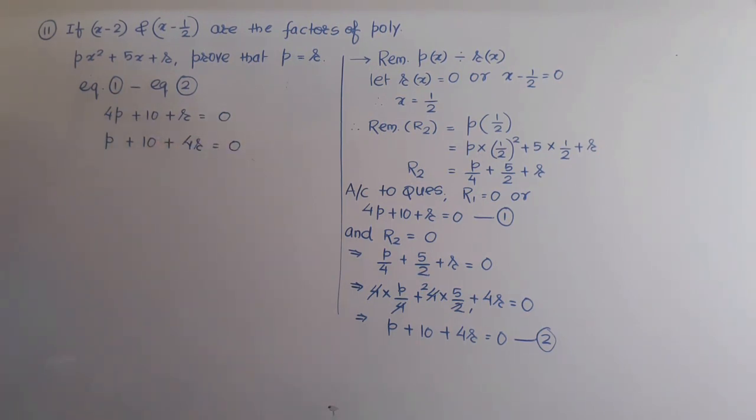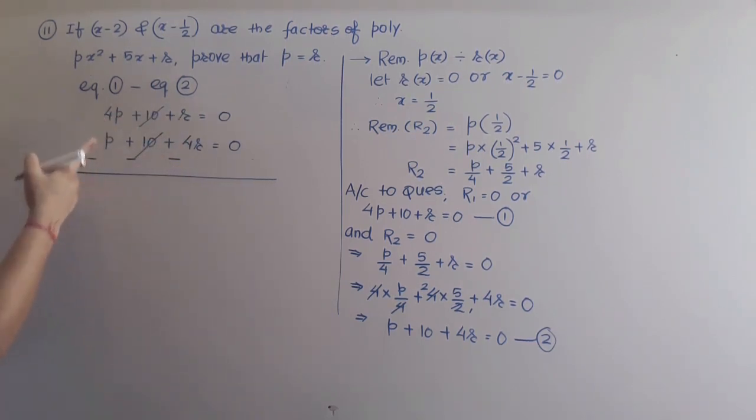Now since we are subtracting the second equation, the signs of the terms of the second equation will change. So P will become minus, 10 will become minus and 4R will also become minus, because all three are positive, they will become negative. Now think of it: here 10 is negative and here 10 is positive. So 10 and 10 got cancelled.